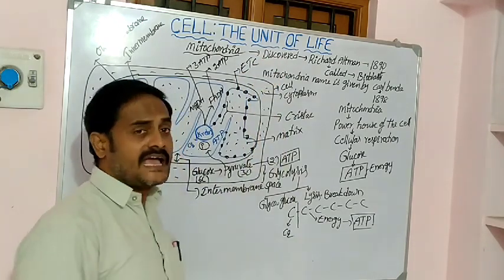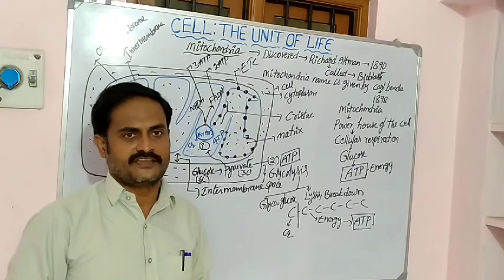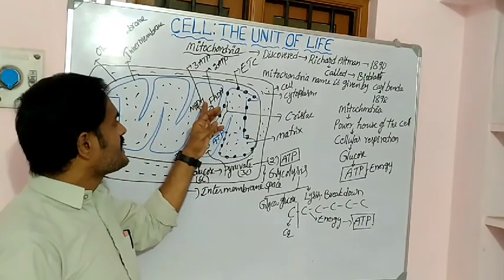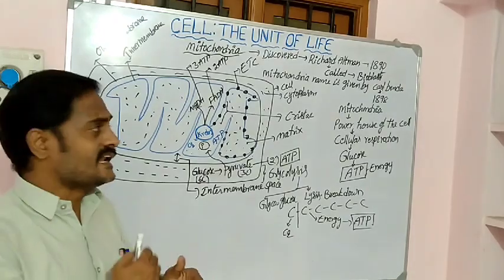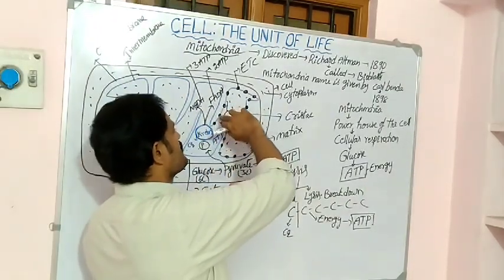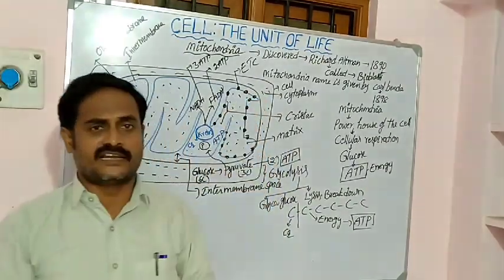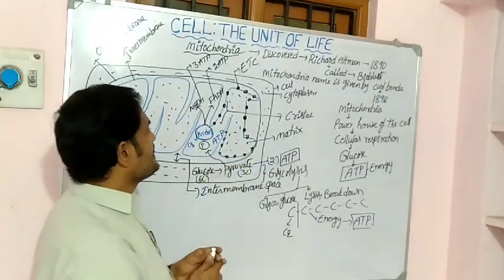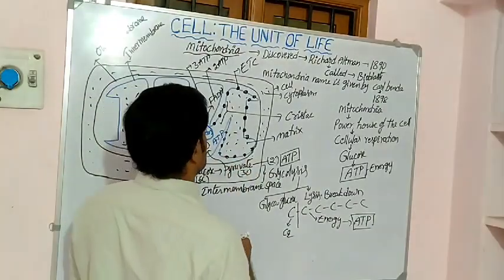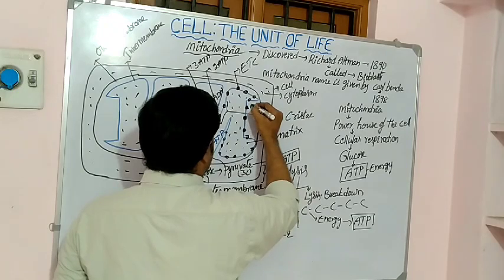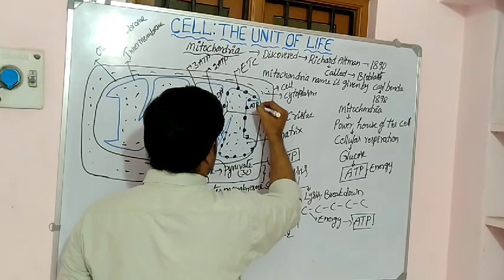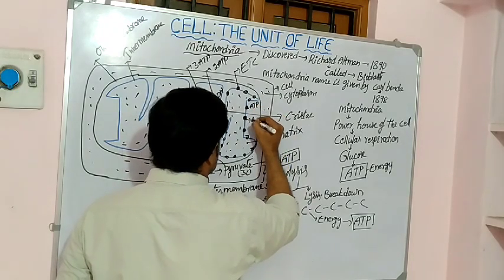ETC means electron transport chain. With the help of chemical substances like NADH and FADH, the electrons are transferred from one carrier to another. During each electron transport, some ATP molecules are released, like this number of ATPs.